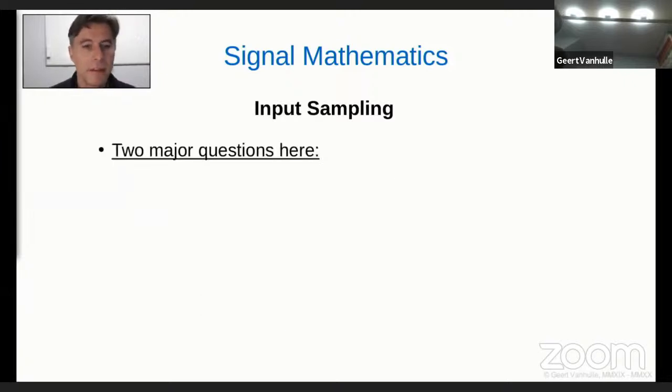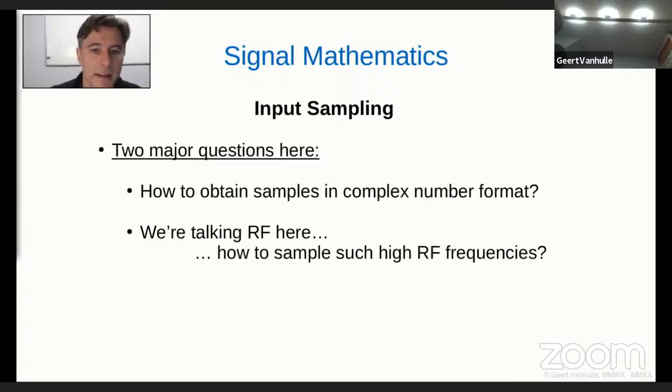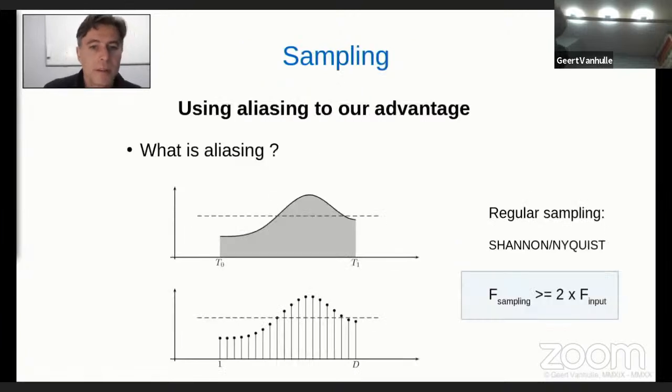Now this leaves us with two major questions. First of all, how do we obtain samples in a complex number format? And the second thing is, well, we're talking about radio frequencies here. We're talking about hundreds of megahertz or gigahertz. So how are we going to sample these high frequencies? To answer these questions, we will use aliasing to our advantage.